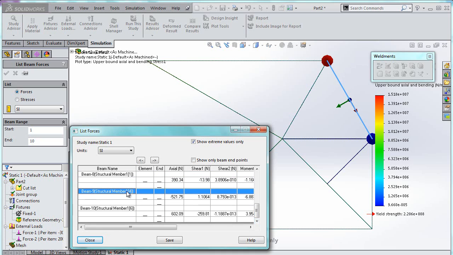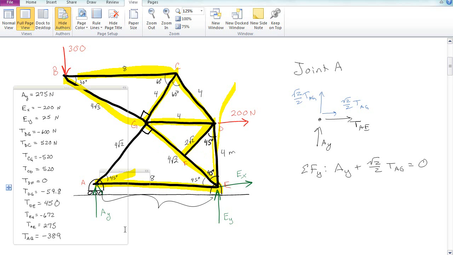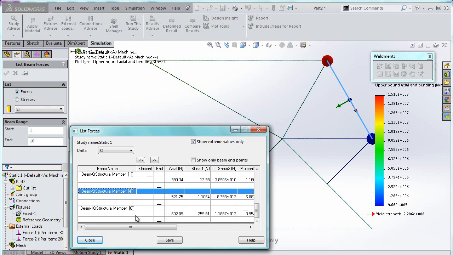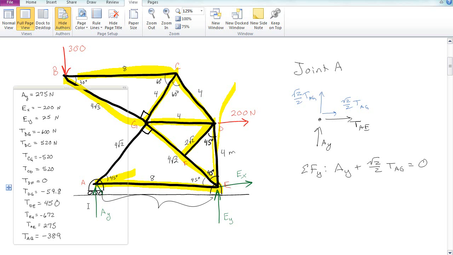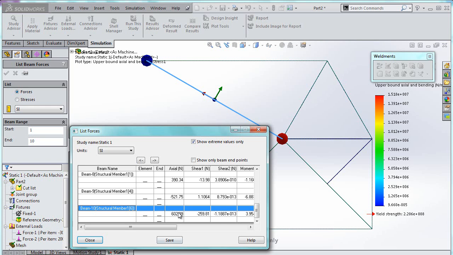We're just checking them all, even though I'm pretty much a believer now that SolidWorks can do basic functions that I learned how to do in statics. CD is 520, and they got negative 520. And finally, BG, we got negative 600, and they got positive 600. So this is really kind of cool that you can confirm the same answers that you're getting on pencil and paper with what you're getting in SolidWorks. Also gives you a little bit of time to play around and get a feel for what it's like to do finite element analysis.